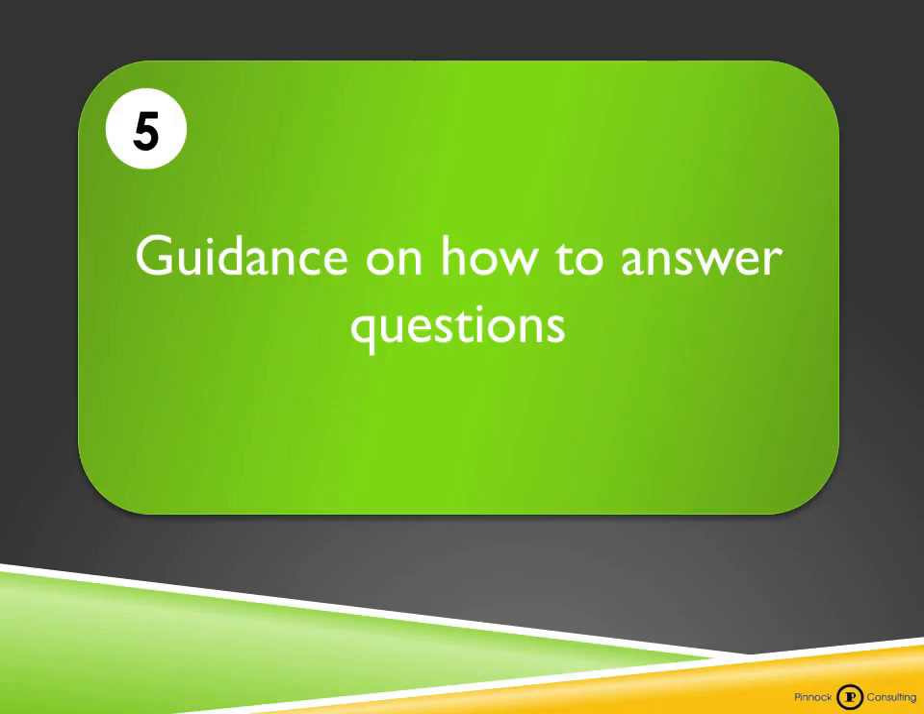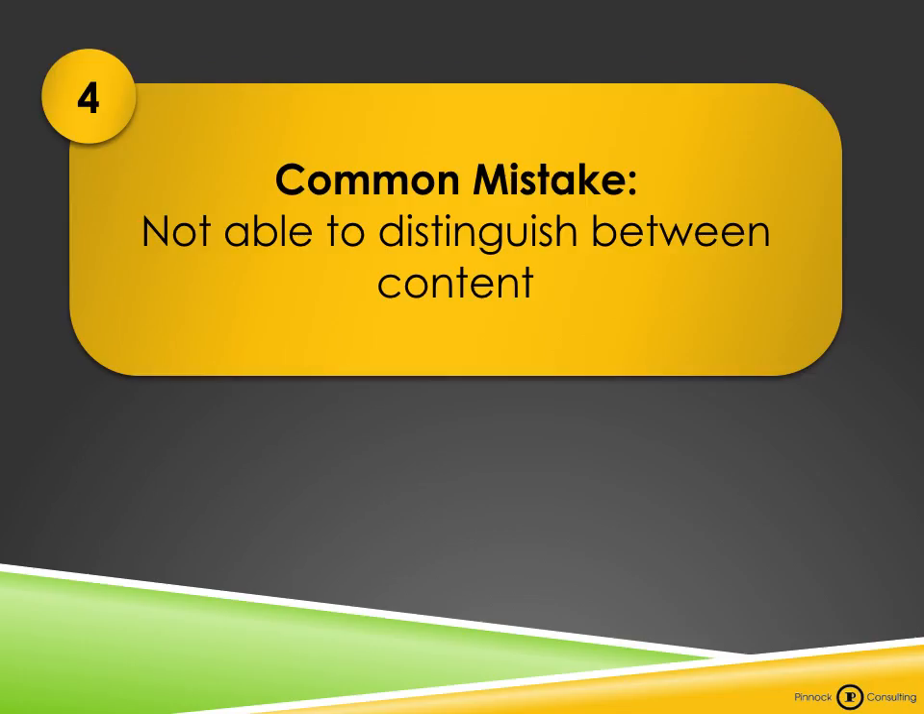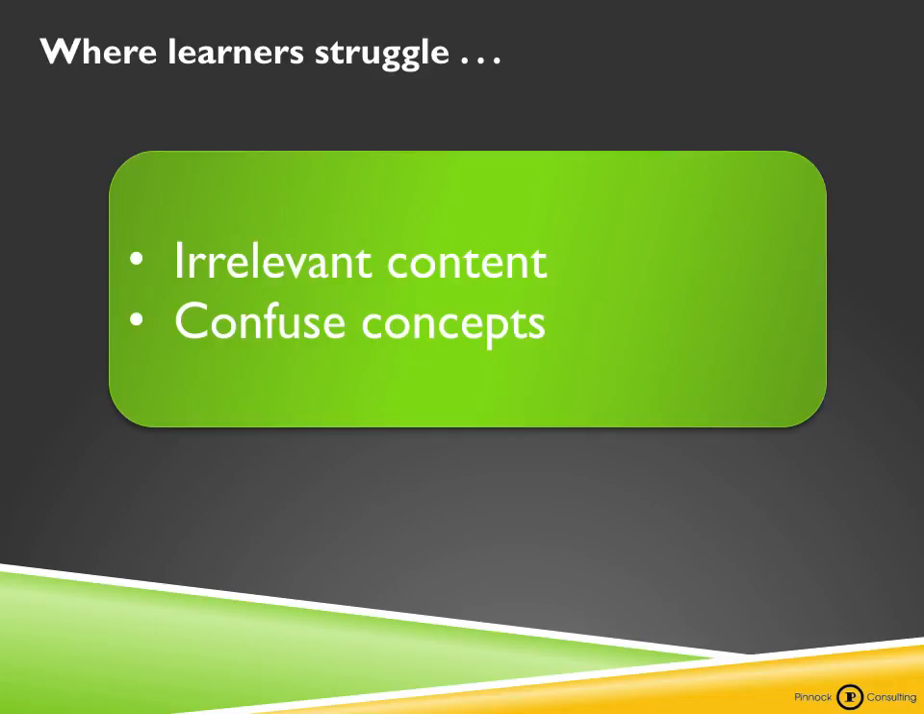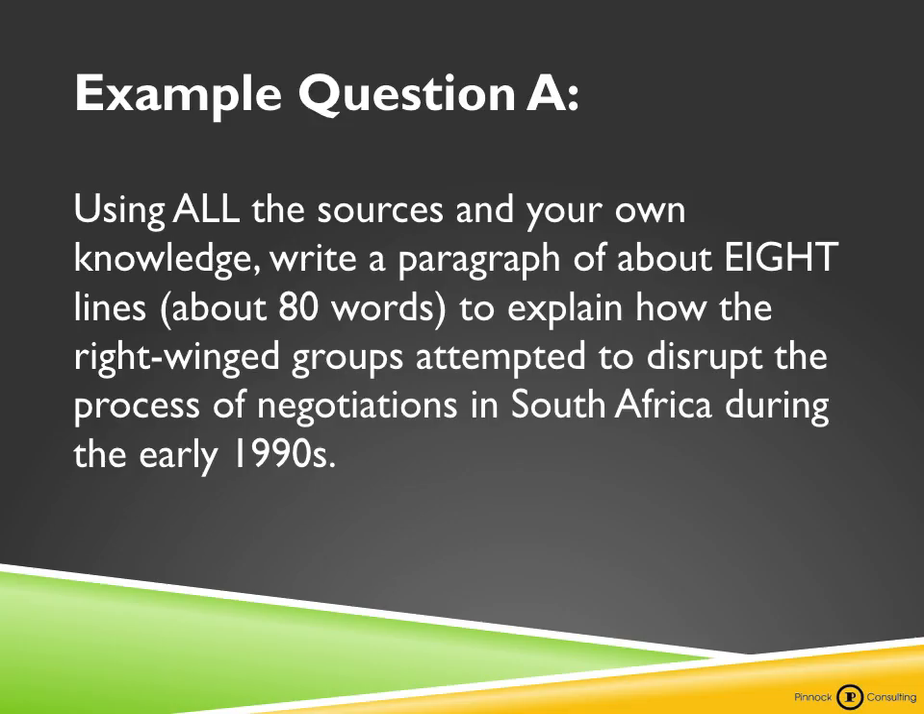And then the fourth common mistake is that learners aren't able to distinguish between content. Often learners give irrelevant content in answers and they get confused between different concepts and terminology. Examples of these include the first one, where many learners lack the necessary content to answer the actual question. Most learners wrote on how the process of negotiations was disrupted. They were unable to explain how the right-winged groups attempted to disrupt the negotiations.